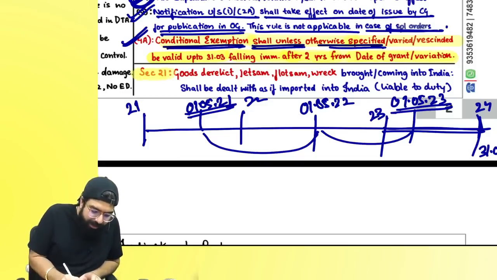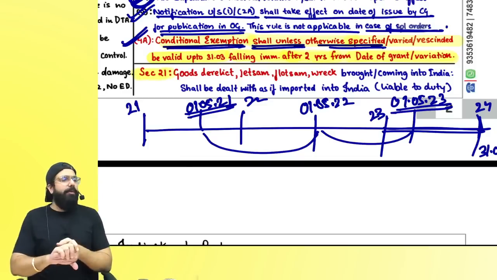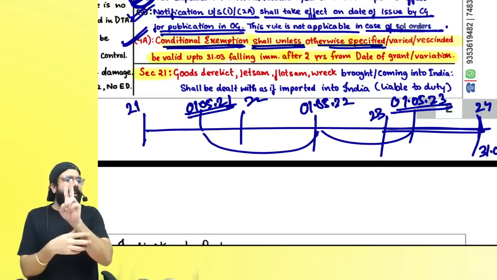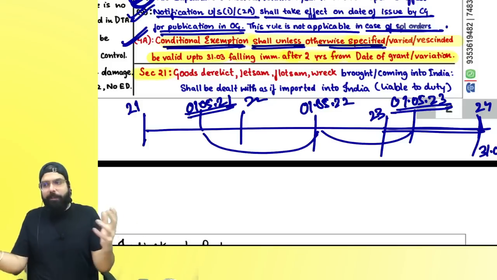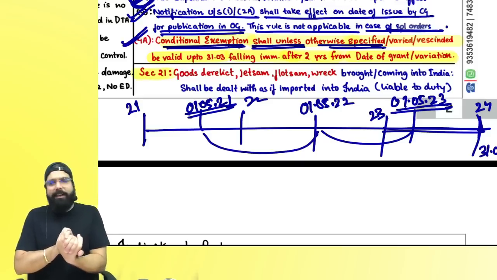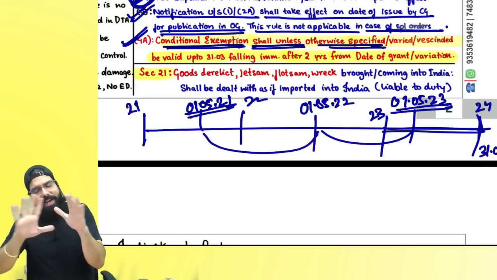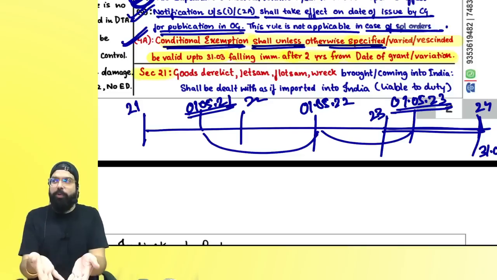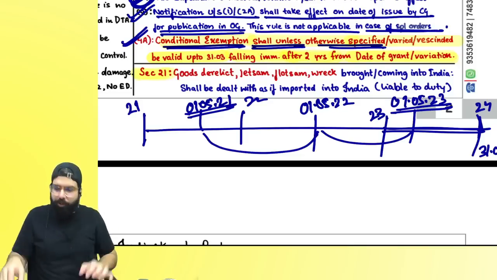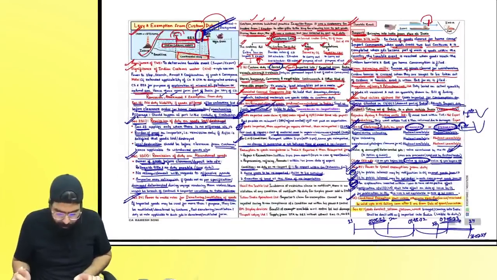The next one is section number 21. Section 21 says goods derelict, jetsam, flotsam, wreck brought to India or coming into India shall always be dealt with as if those are goods imported in India and leviable to customs duty, unless you prove to the proper officer that these goods which have come into India are non-leviable to duty or are exempted from duty. Then you don't have to pay any duty. I hope you guys are clear till here.